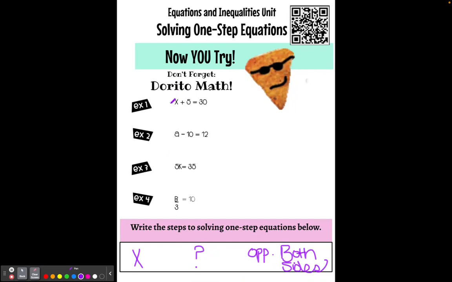Okay. So here's my variable. I found my variable. What is being done to it? I'm adding 5. Okay. So what's the opposite of adding 5? Subtracting 5. And I need to do that opposite to both sides, right? The reason why you do that is because if I add 5 and then I take 5 away, it's like it never happened. Okay. So it leaves me with my variable isolated, right? All by itself. And then all I have is to solve for the other side, right? Okay. This is Dorito math, right?